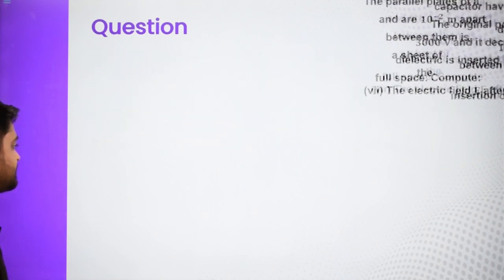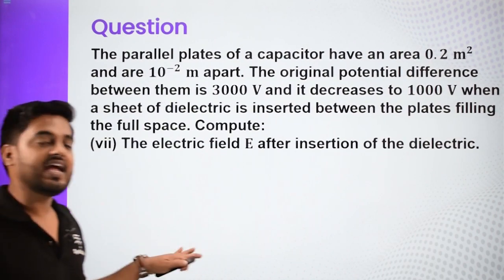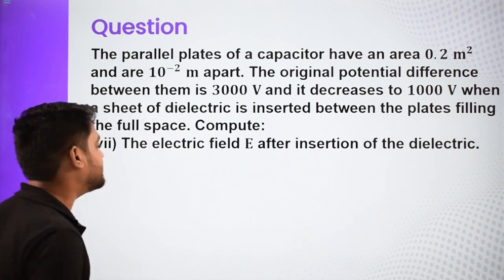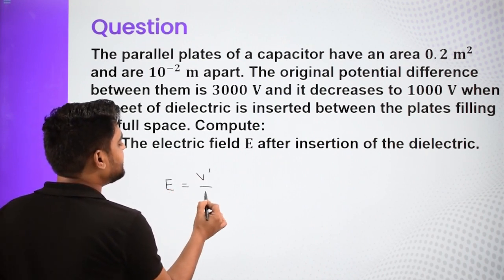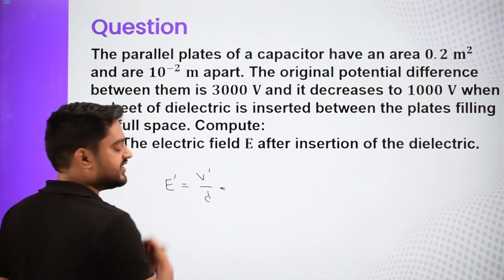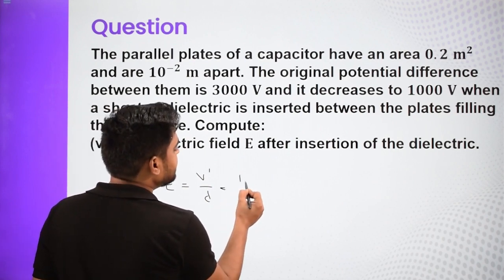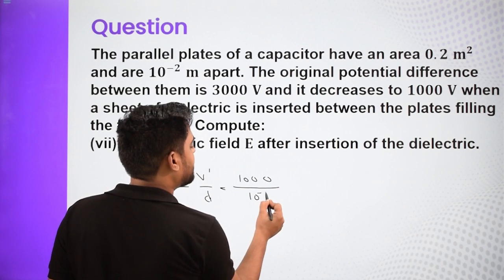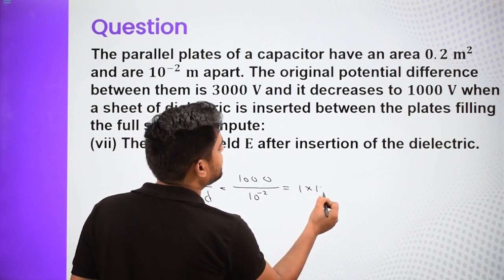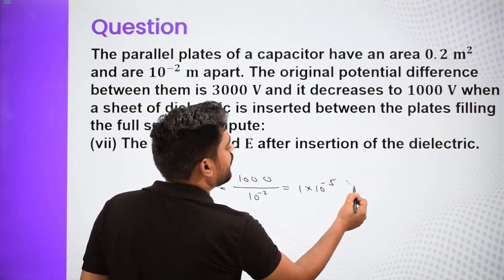Next is the electric field E after insertion of the dielectric. So once we insert the dielectric, the new potential divided by the distance is the new electric field. Now I will say that it is just 1000 divided by 10 raised to power minus 2. So it is just 1 into 10 raised to power 5 volt per meter.